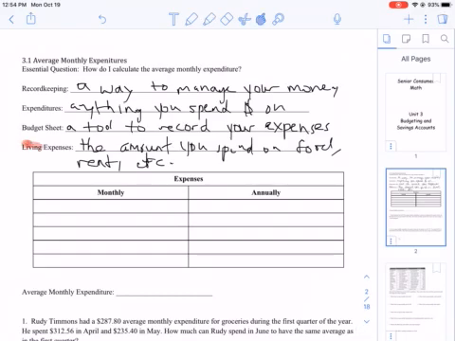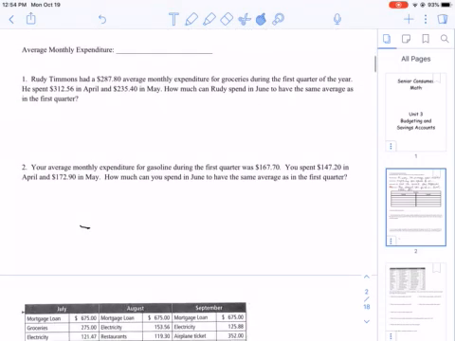Now, to calculate these things, we've got to use a little formula. There's nothing too crazy about this formula. Really, once you see it, you'll say, that makes total sense. To find your average monthly expenditure, you take the sum of your monthly expenses. Don't forget, sum means add. And then we're going to divide by the number of months.